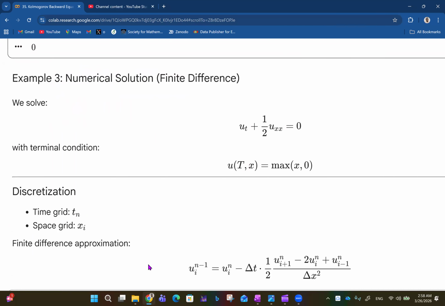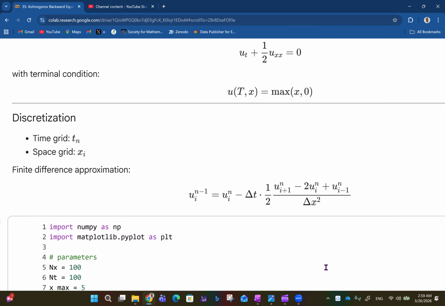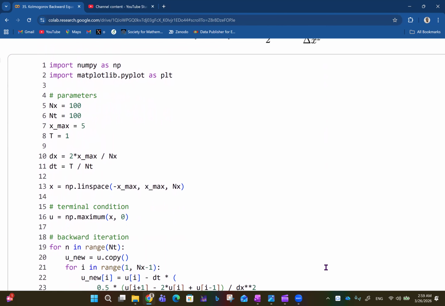And then we have the finite difference approximation, which is u_i^(n−1) = u_i^n − Δt · ½ (u_(i+1)^n − 2u_i^n + u_(i−1)^n) / Δx², where n is not a power per se, it's just the step level. So talking about the time and space grid, we can then simulate that using our Python code.